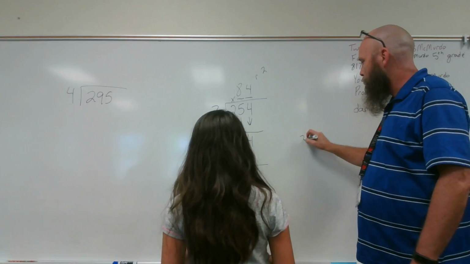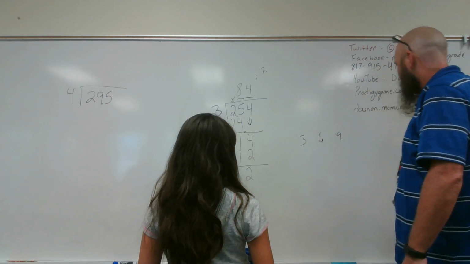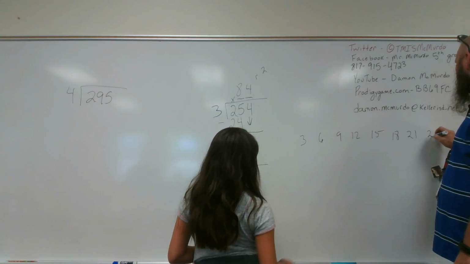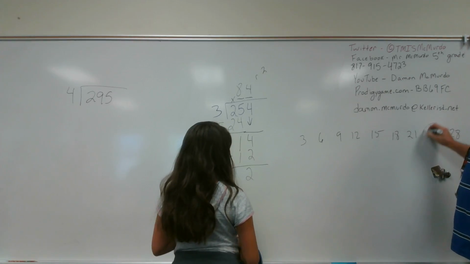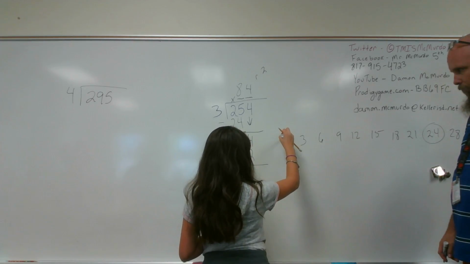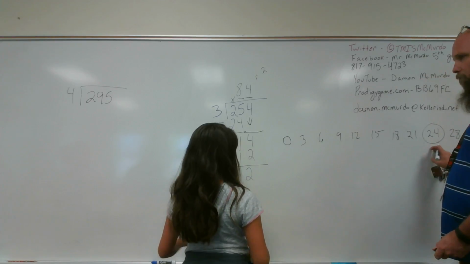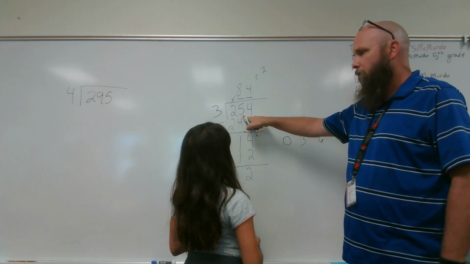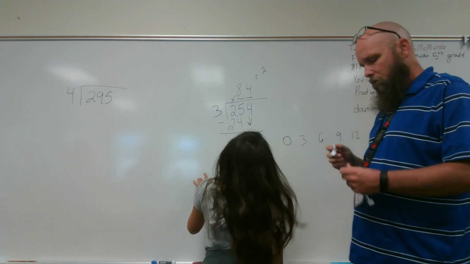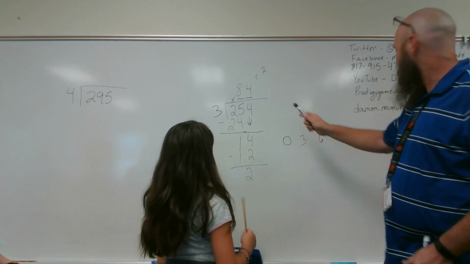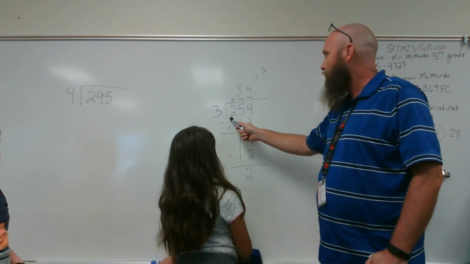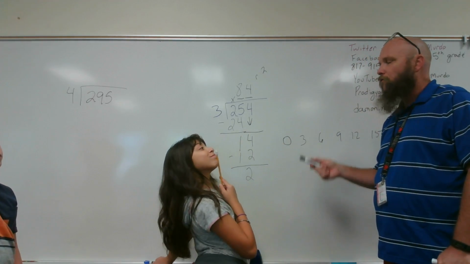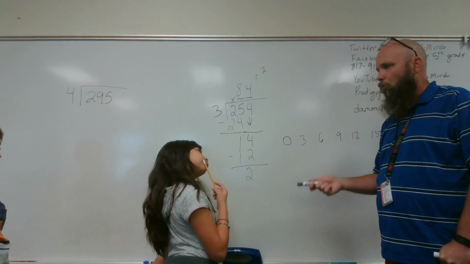So my multiplication chart: 3, 6, 9, 12, 15, 18, 21, 24, 27. This is as close as I can get, and so this is times 8. I can't go over the number here. I've got the number 25. If you had $25 and you needed to split it between 3 people, what's the most they could get?